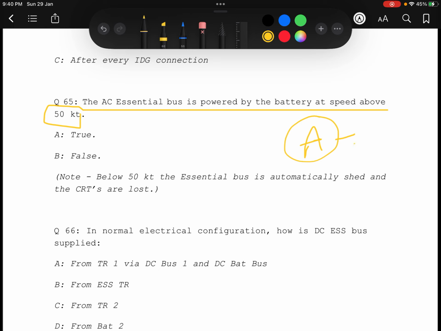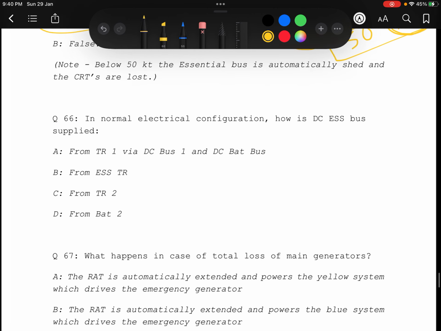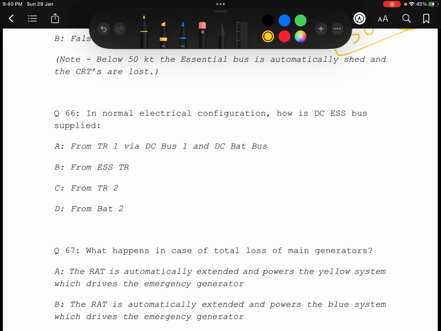From 50 to 100, or we can say they are powered by the batteries below 100 knots, right? So it is true. In normal configuration, how is DC essential bus supplied? Okay, now I'm sure you will be able to answer this question by yourself. You read and answer it by yourself.